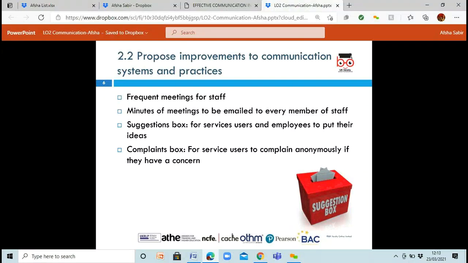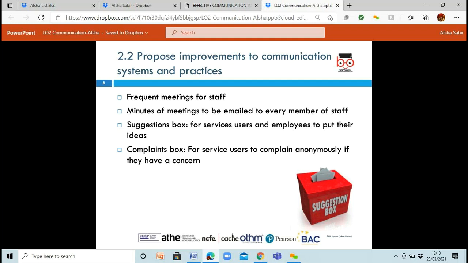And then again, same sort of system, have a complaint box. So if there's something that's bothering you as an employee or bothering somebody who comes in to use the services, they can complain anonymously, you know, if they're worried about repercussions as well.